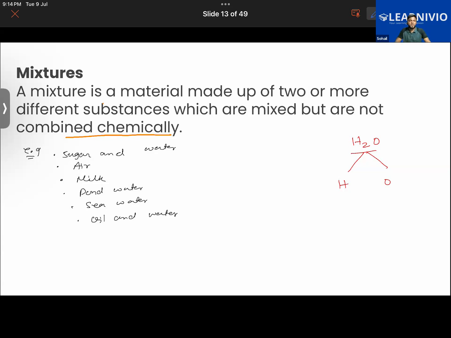Sir, like evaporation for the salt water and sugar water. Yeah, that is also there. Just in a similar manner you can understand that. So generally mixtures are not chemically combined together. Note that down. Generally mixtures are not chemically combined together. So hope that much is clear.